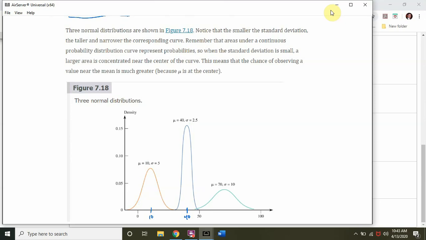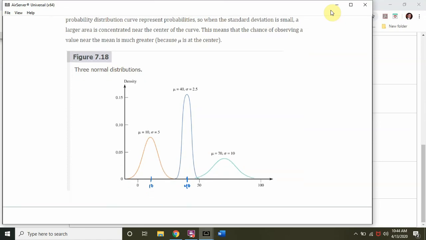Remember that the areas under a continuous probability distribution curve represent probabilities. So when the standard deviation is small, a larger area is concentrated near the center of the curve. This means that the chance of observing a value near the mean is much greater because mu is at the center. Looking at these three examples, you can see they each have different centers, and slightly different standard deviations. The larger the standard deviation, the shorter the curve. The smaller the standard deviation, the taller the curve.